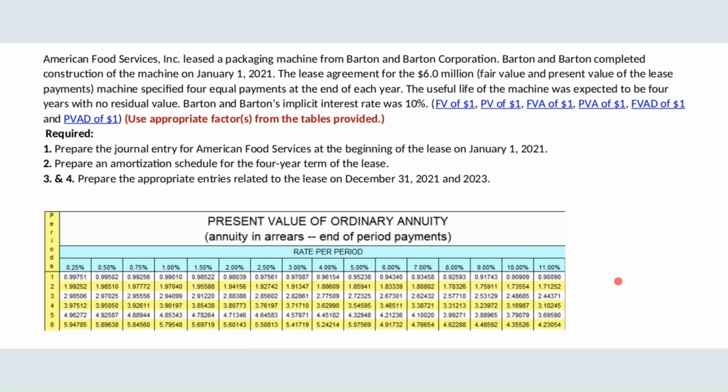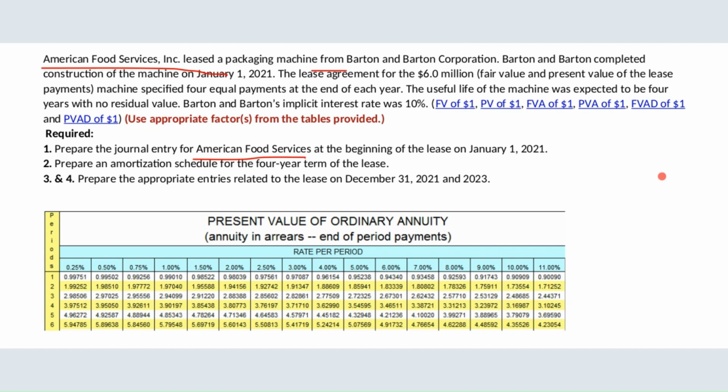Okay, so we have American Food Services Inc. leased a packaging machine from Barton and Barton Corporation. Barton and Barton completed construction. So in this case, American Food Services is the lessee, and Barton is the lessor. They're asking us for the lessee's entries and information.